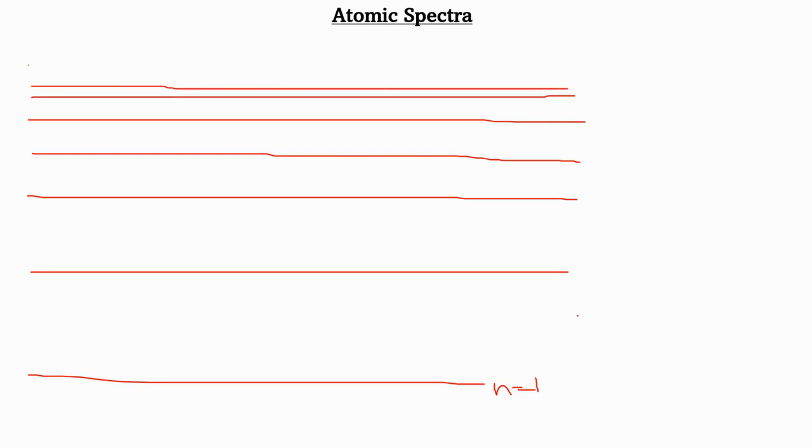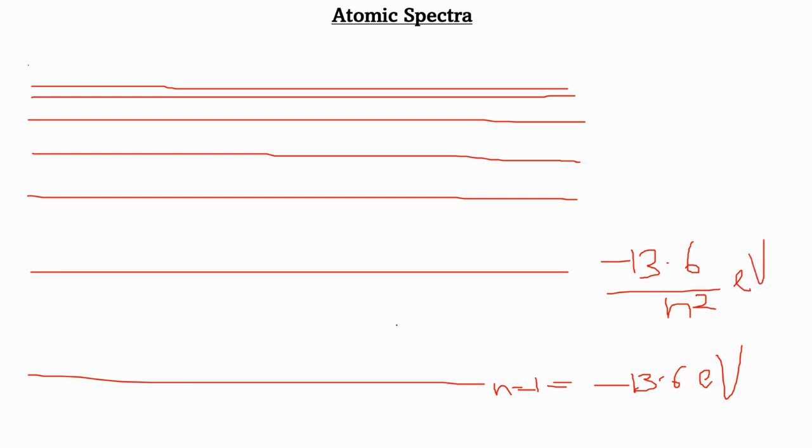We know for n equal to 1, the energy is minus 13.6 electron volt, and for the remaining levels, the relation is minus 13.6 by n square. So for 2, it will be minus 13.6 by 4, like that. If you compare, the difference between these two is greater than the difference between these two. At n equal to infinity, the energy levels are continuous.